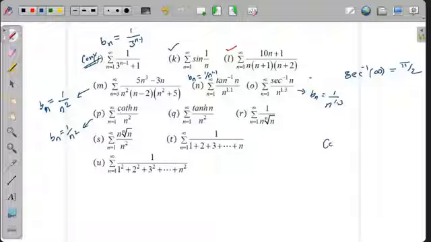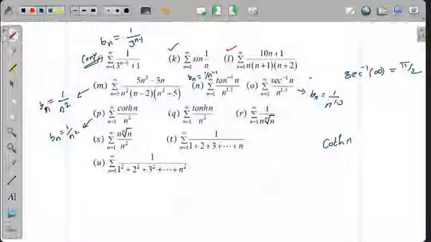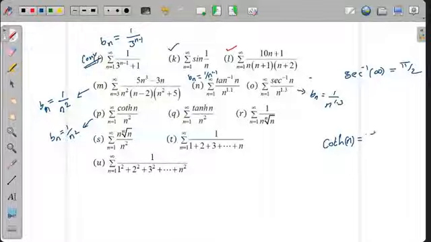Write cot hn here. Cot hn equals e power n plus e power minus n over e power n minus e power minus n. I hope you know the formula for sin hn and cos hn. So if you divide the two, cos over sin, you will get this.